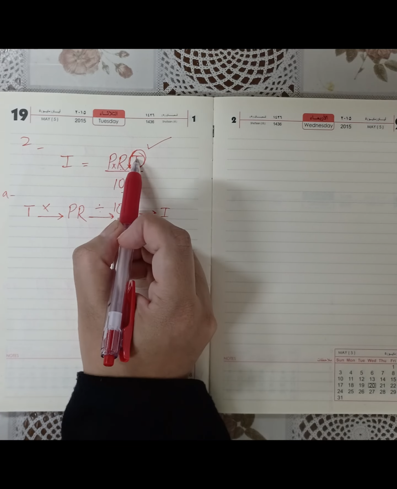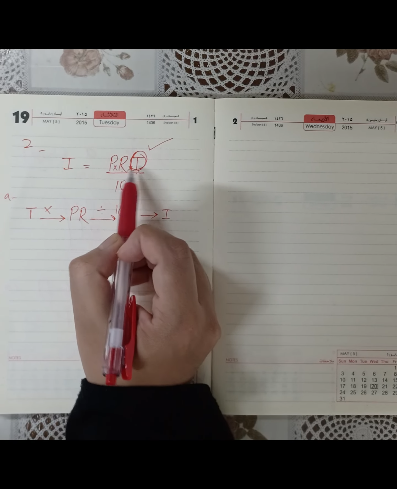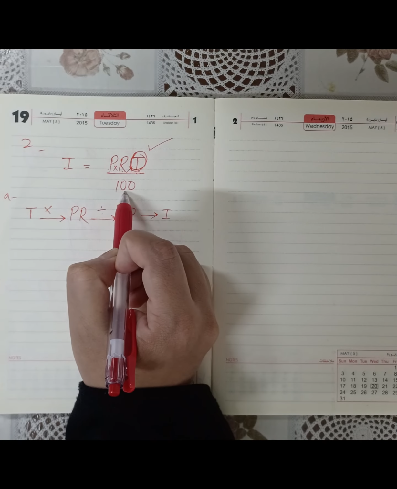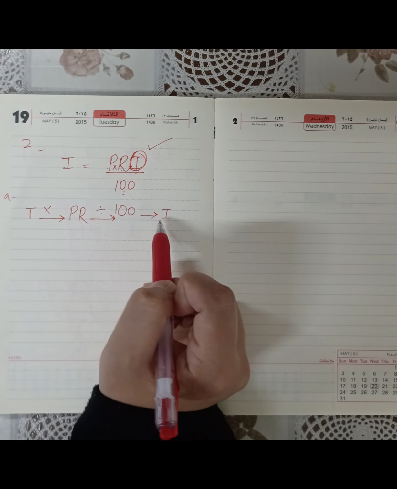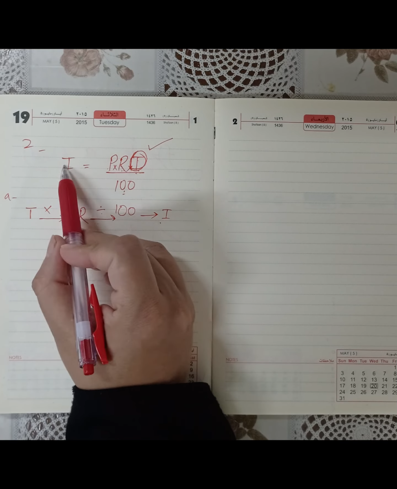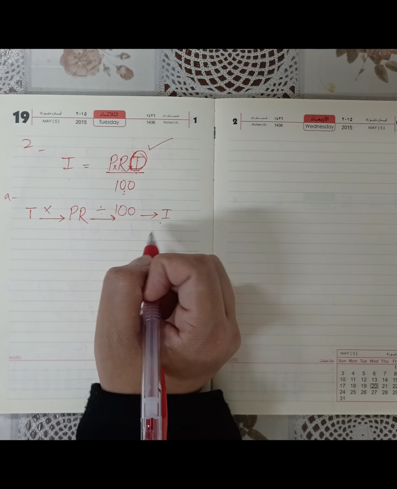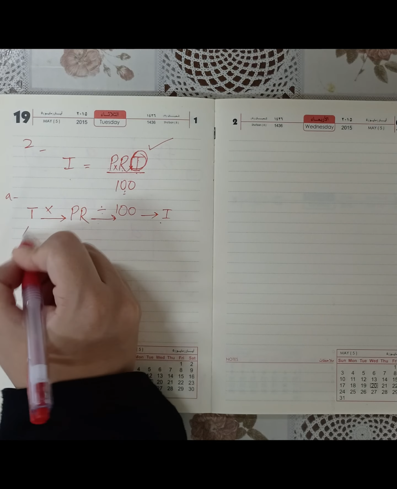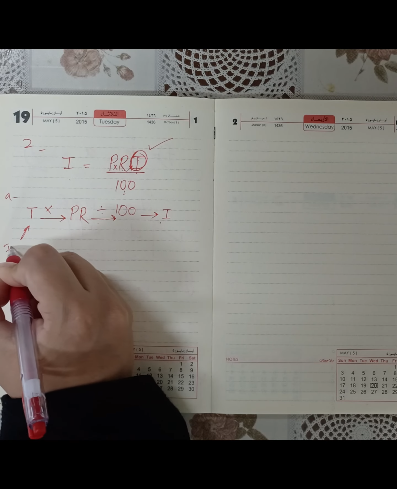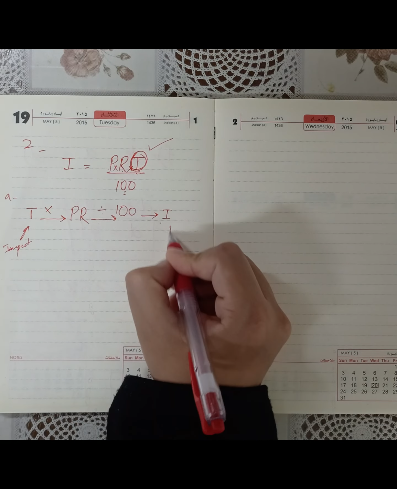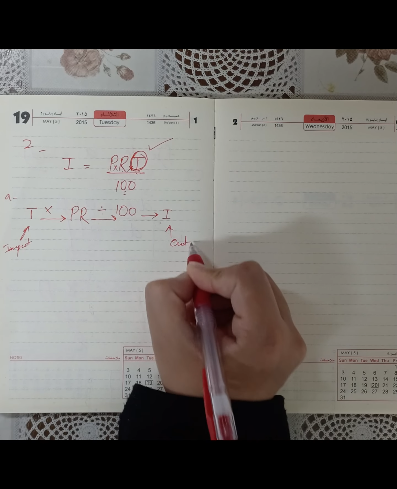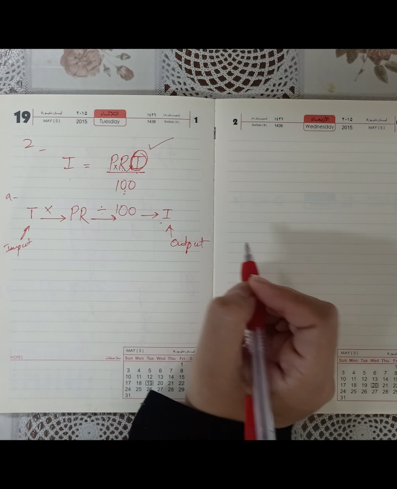This is a function machine. If I am starting from t, I have to multiply it with p and r and divide it by 100 to get I. So I will get the formula for I. So this is our input here, input t, and our output will be I. This is our output of the function machine.